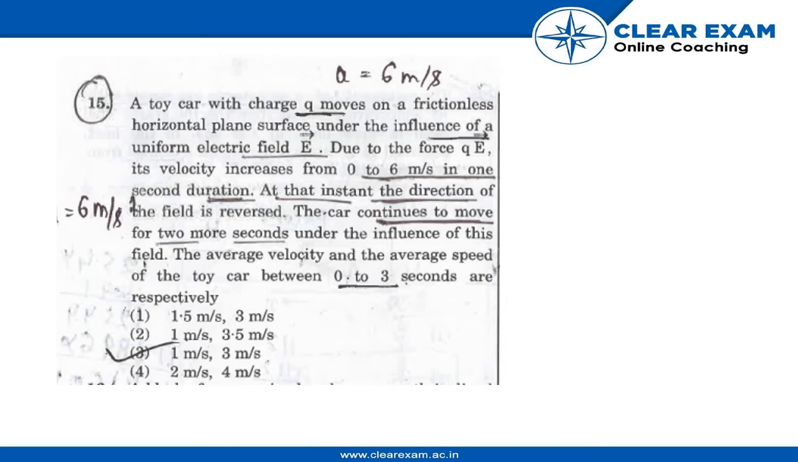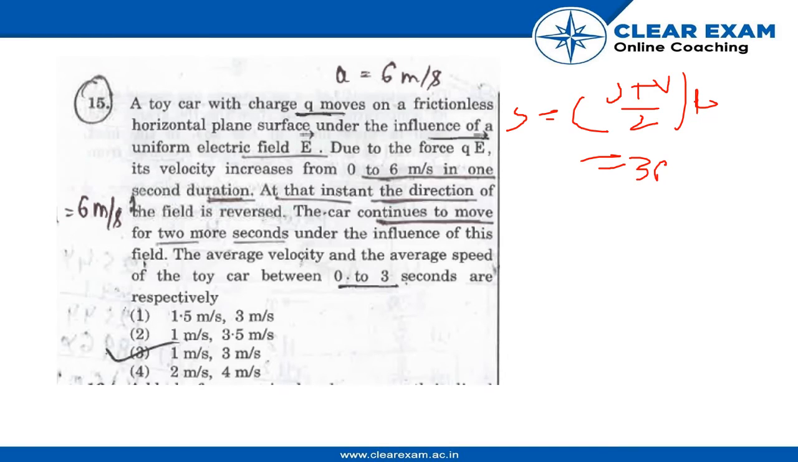So, the distance traveled in the first second can be given by S equals initial velocity plus final velocity divided by 2, into time t. Now, we will get the first value as 3 meters.